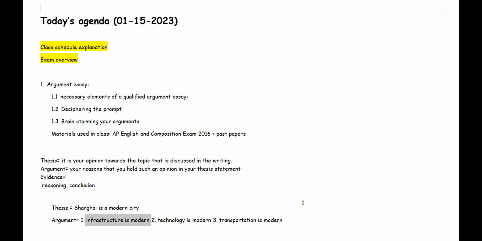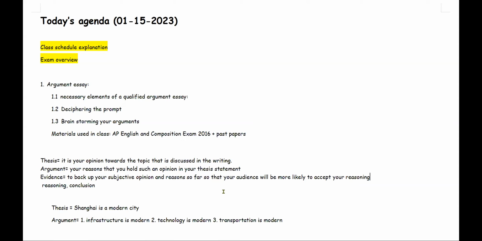So evidence is there to what? To back up, okay? To back up your subjective opinion and reasons so far, right? And so that your audience will be what? More likely to accept your reasoning, all right? So evidence is there to back up your subjective opinion and reasons, right?